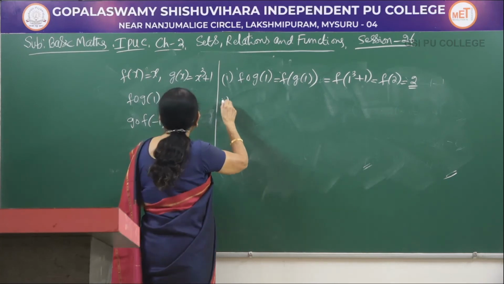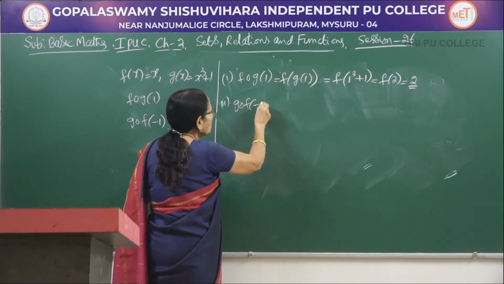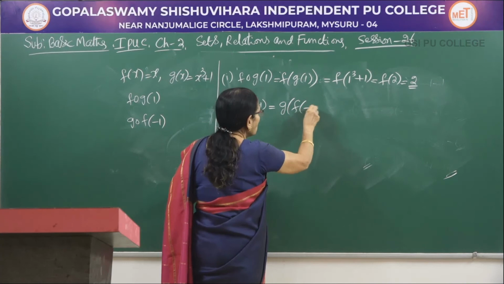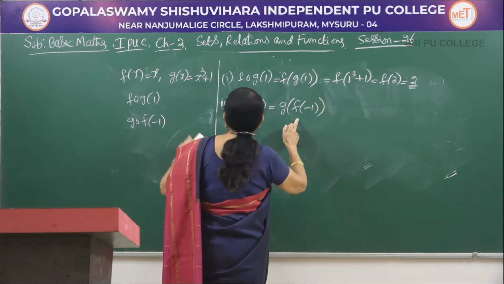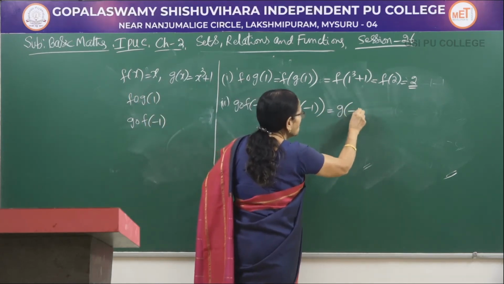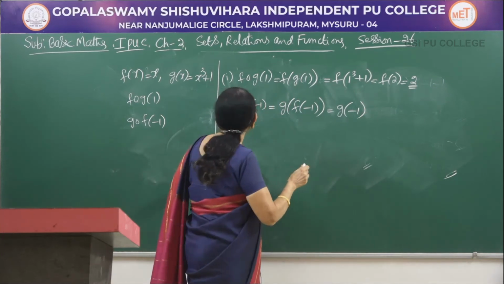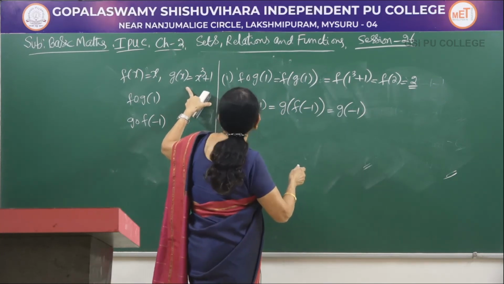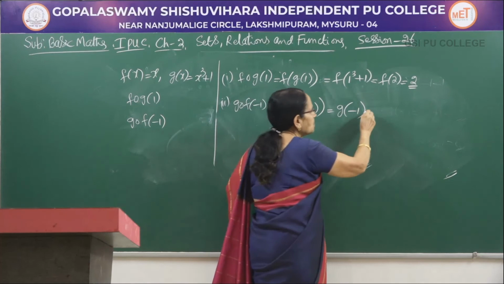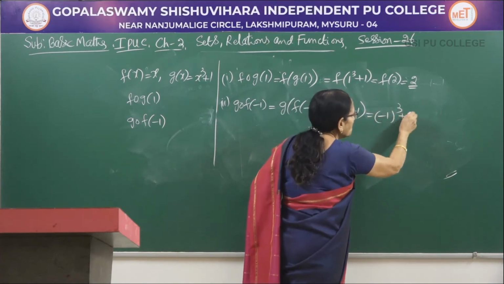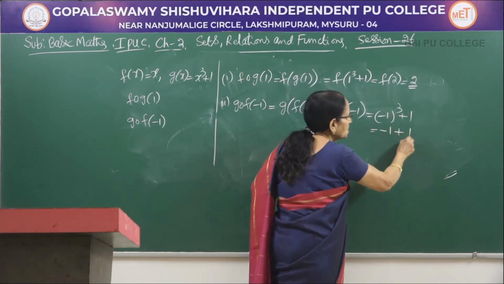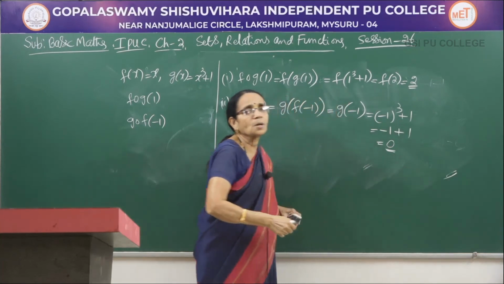Now come to the second part. It is g o f of minus 1. Be careful. Now g of f of minus 1. First let me write the definition. f of x equal to x means f of minus 1 would be equal to minus 1 itself. Now come to the definition of the g function. x would be mapped onto x cube plus 1. So minus 1 would be mapped onto minus 1 the whole cube plus 1. What is minus 1 whole cube? It is an odd power. So it is minus 1, this is plus 1. So we are getting 0 in this case.